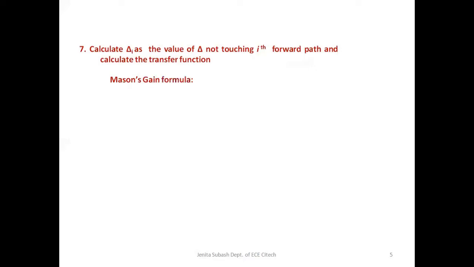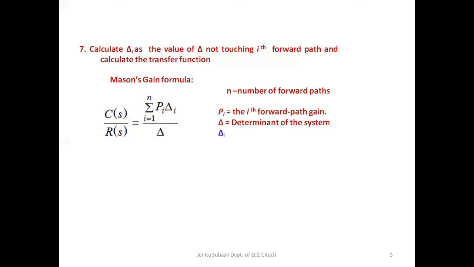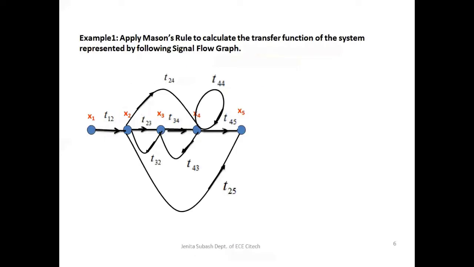Finally, Mason's gain formula is given by C(s)/R(s), that is nothing but the Laplace transform of the output divided by the Laplace transform of the input, which is given by summation i equal to 1 to n of Pi delta i divided by delta, where n represents the number of forward paths and Pi represents the ith forward path gain, and delta is the determinant of the system and delta i is the determinant of the ith forward path. So let's take a simple example.